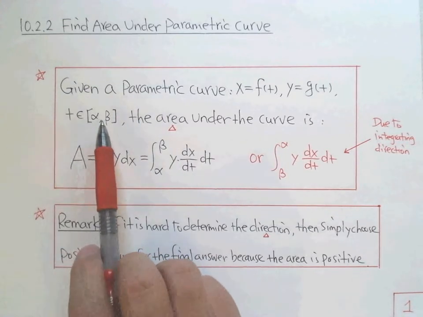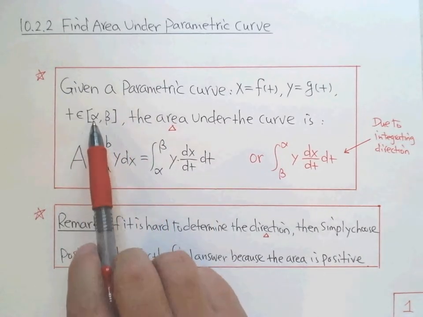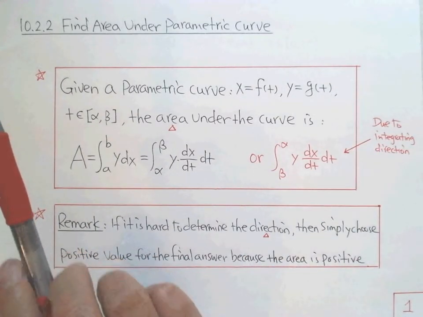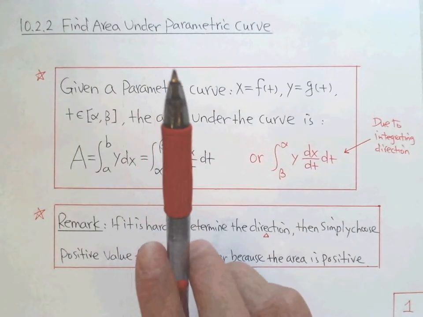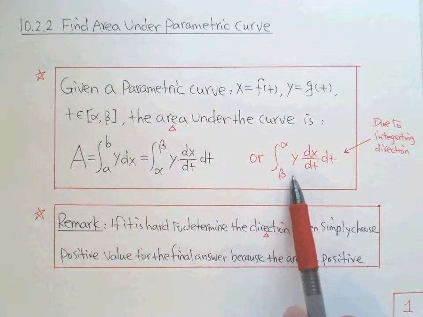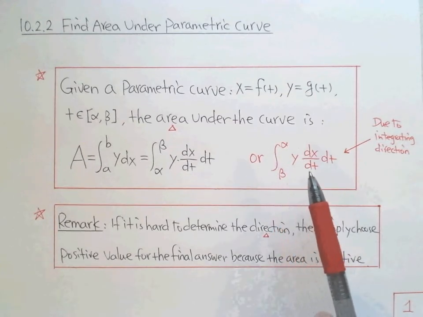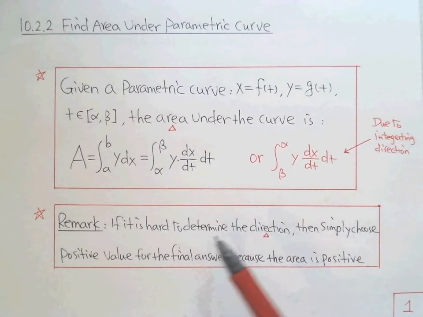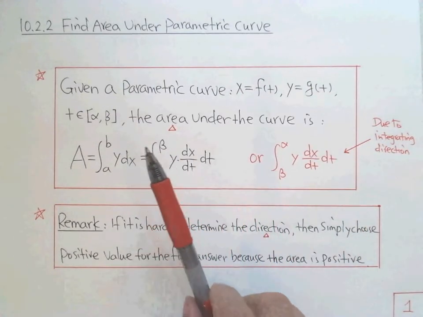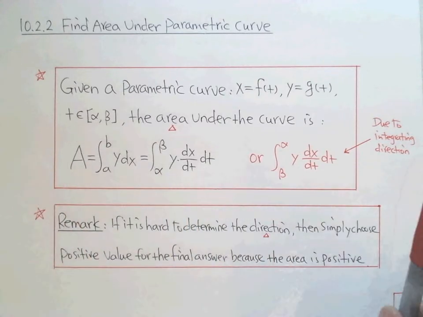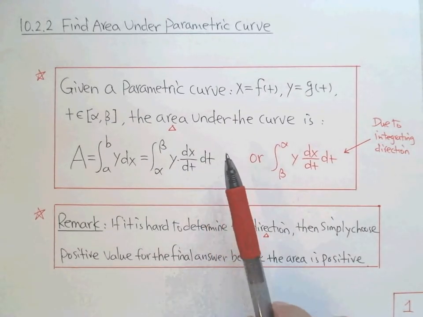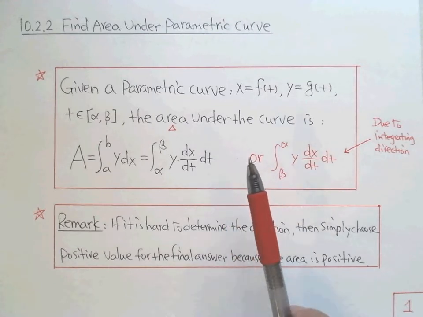Which means what? If the starting point is on the right side and you integrate from the right side to the left, you get a negative value, and the area under the curve we need is positive. So we need to switch the order. However, sometimes it's difficult to determine the direction. We don't know whether we start from the left or from the right. So the simple way is this: if you do the integration and find a negative, take the absolute value, which is positive. Positive is the area we need.